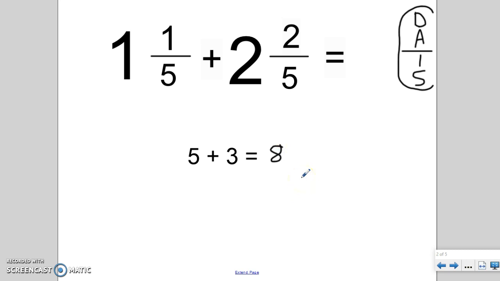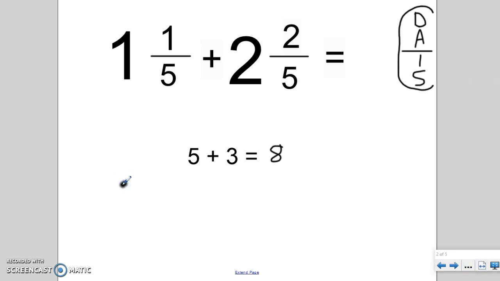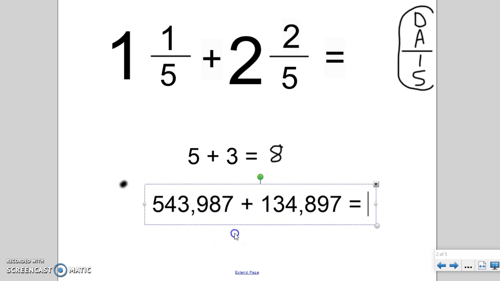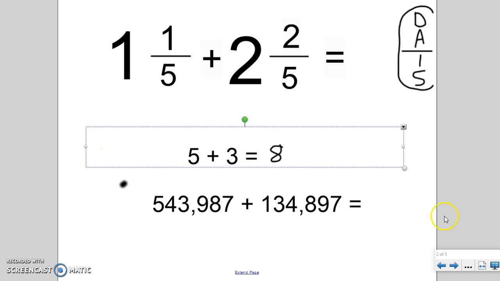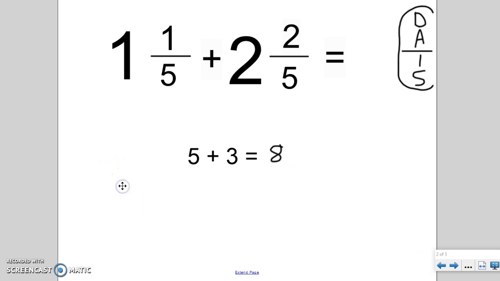However, if I were to give you something like this, 543,987 plus 134,897, we all know that we couldn't solve it going across. We would rewrite this problem going up and down so that we can solve it more accurately. And so we are going to have to do the same thing when we are dealing with mixed numbers. We no longer can just go across like we have been with fractions. We are going to rewrite it.